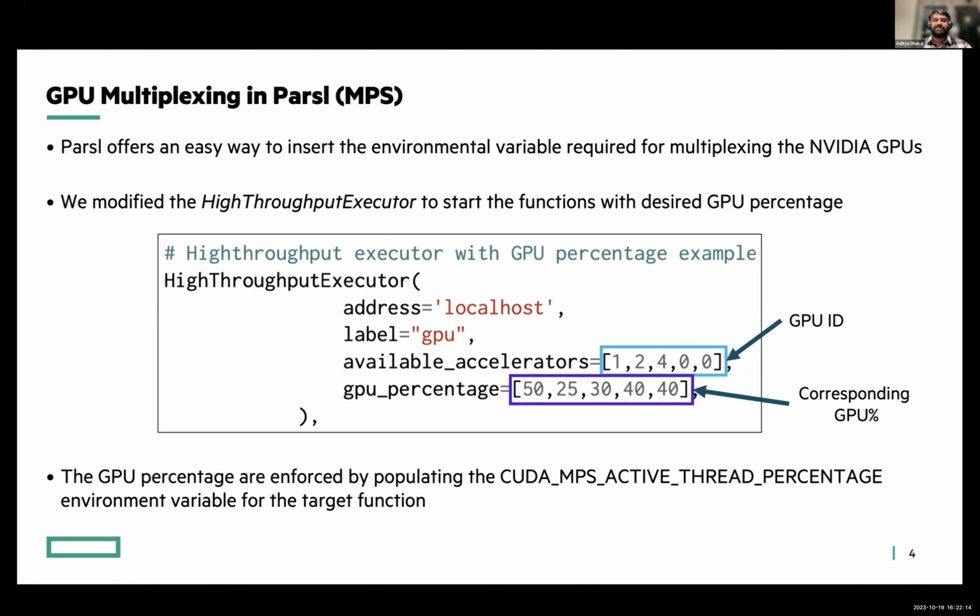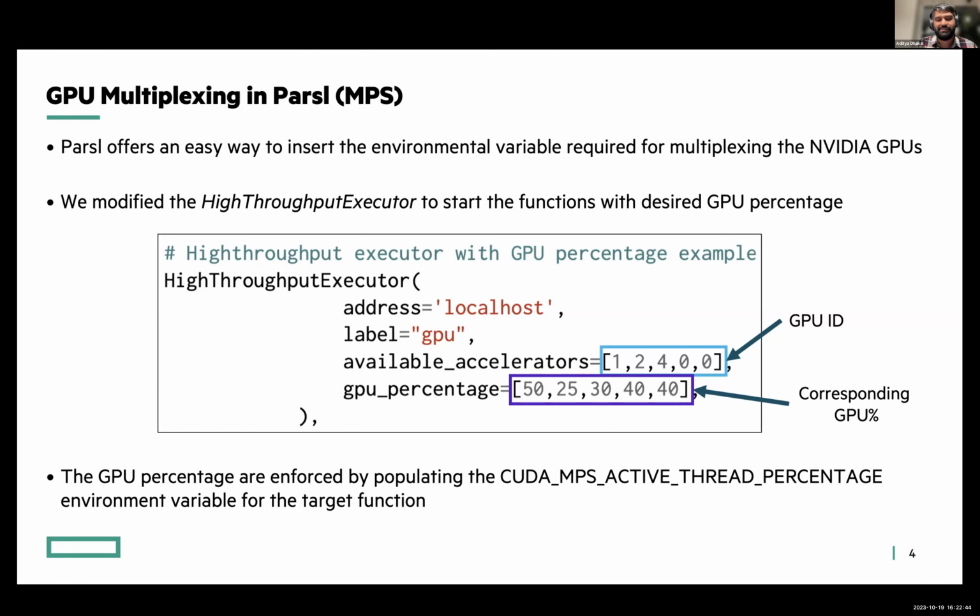So when the function launches on a certain GPU ID, it will only use that much GPU percentage. In this case, there is a GPU ID 0 listed 2 times. It means that on GPU ID 0, each function will take 40% of the GPU. In the background, what this really does is quite simple. When the process is being created, it just populates the environment variable called CUDA MPS active thread percentage.